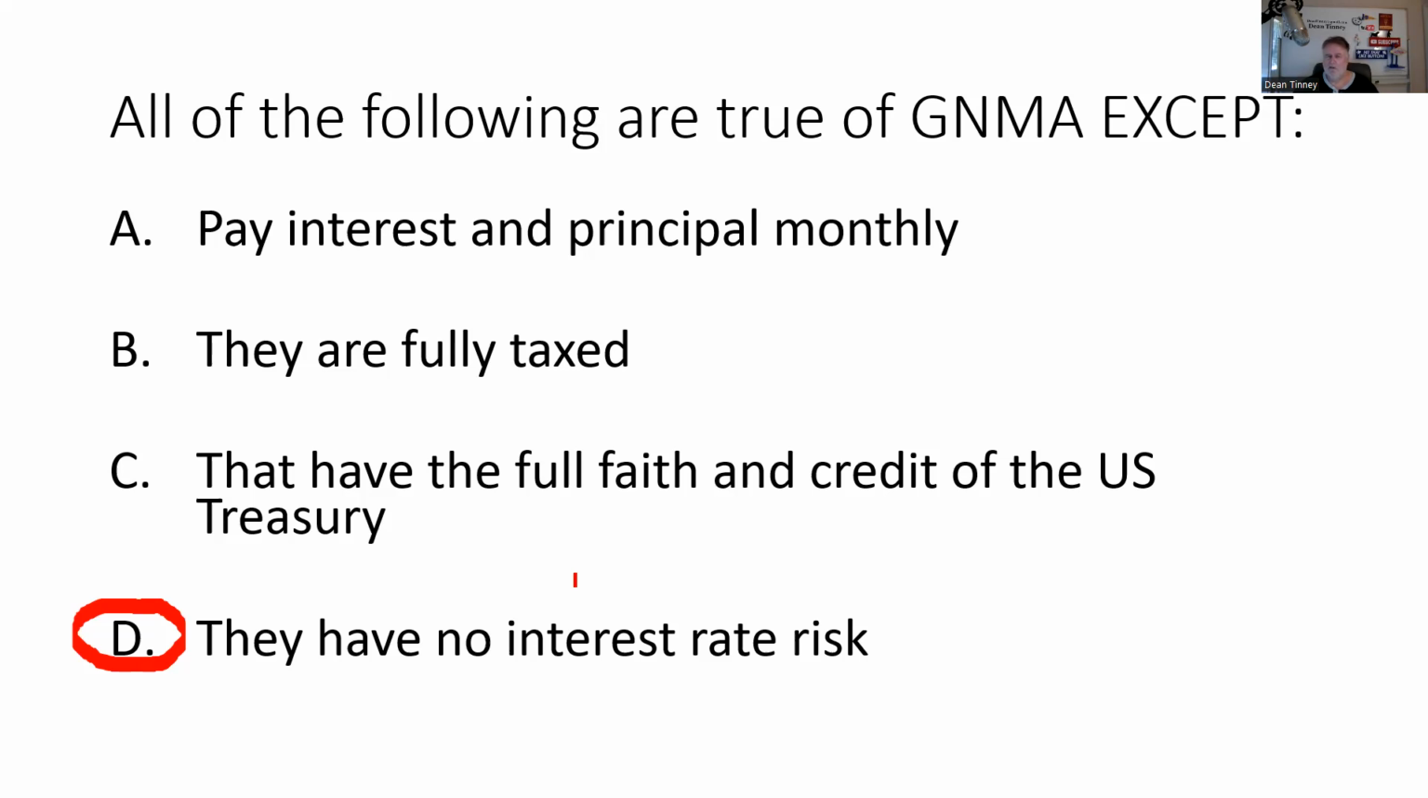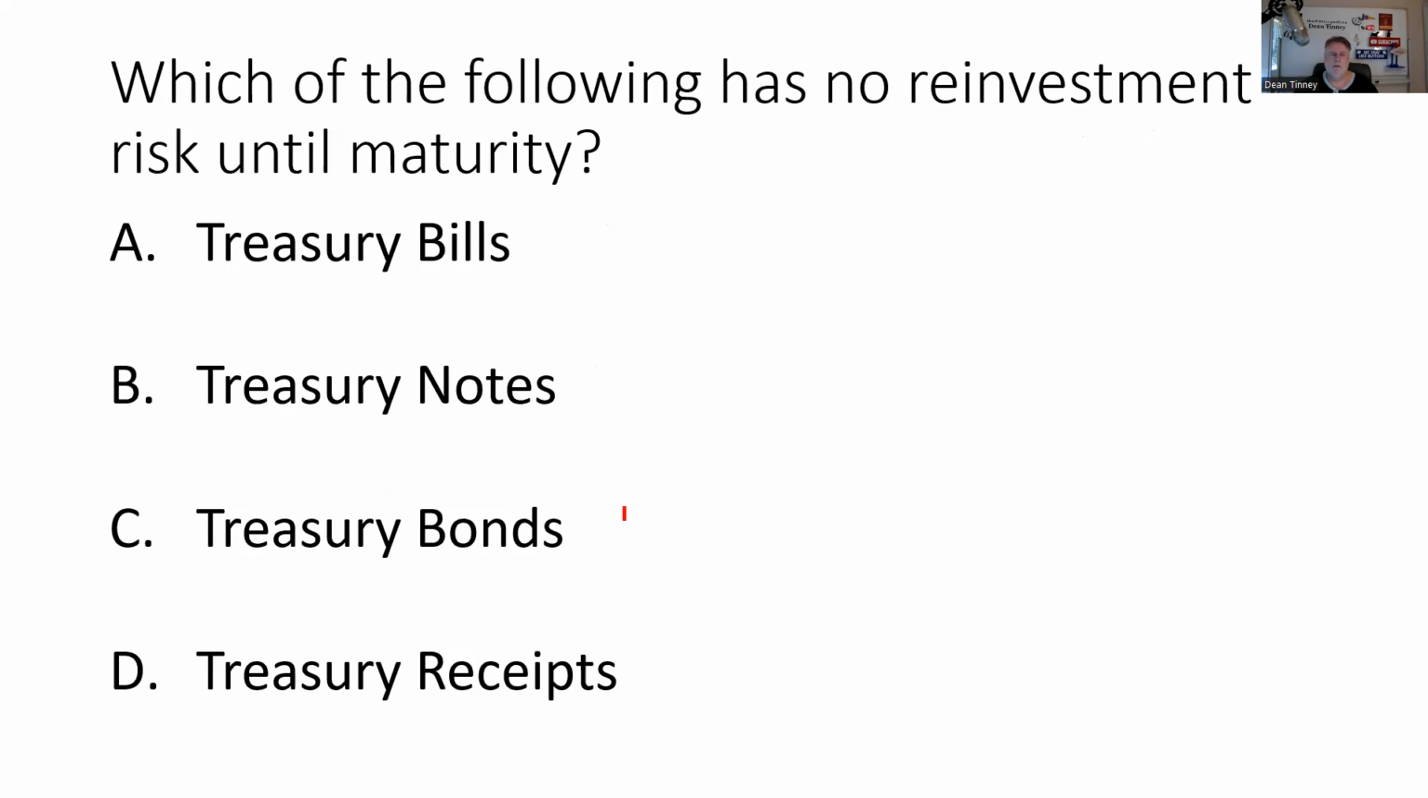So they certainly do have interest rate risk. They don't have credit risk, but they do have interest rate risk. Which of the following has no reinvestment risk until maturity? Treasury receipts and Treasury strips are zero coupon bonds, with no income stream.